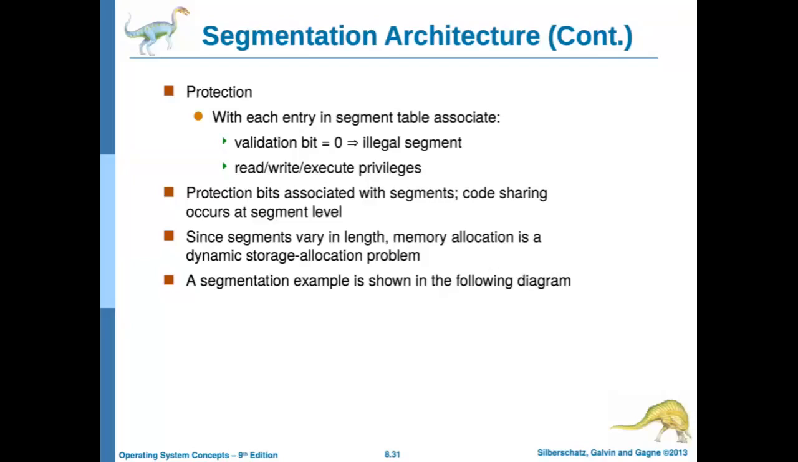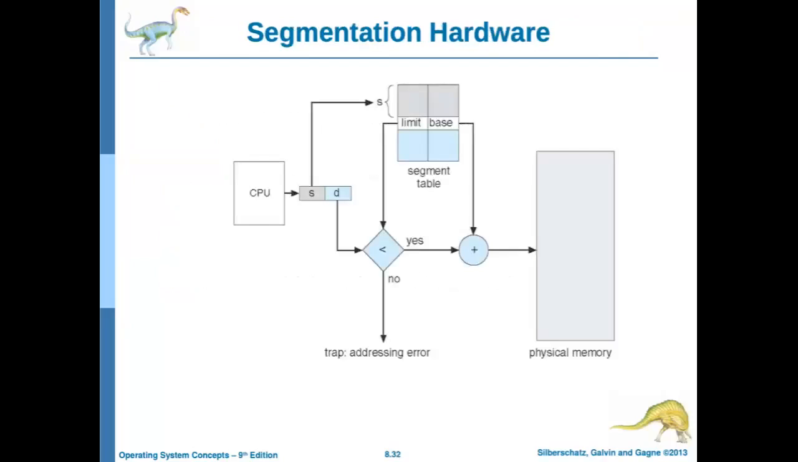Let us see the segmentation example. See here. The CPU generates the logical address. So this is my logical address, having two parts. S is mentioned there, and this S is nothing but the segment number, and D stands for offset. Displacement, that is the reason why D is there, but that is an offset, right?